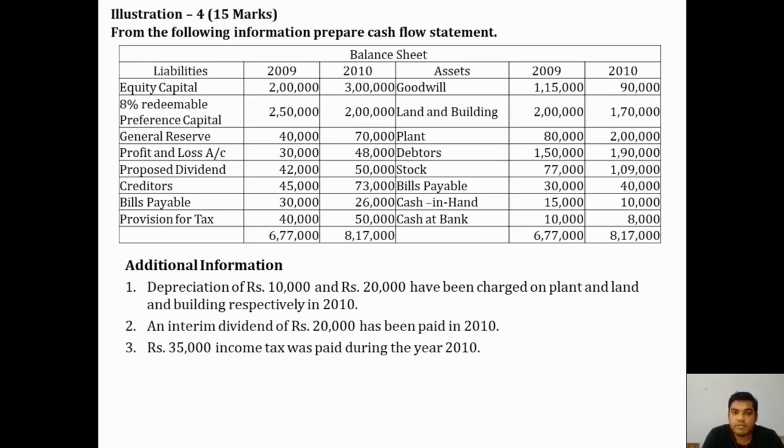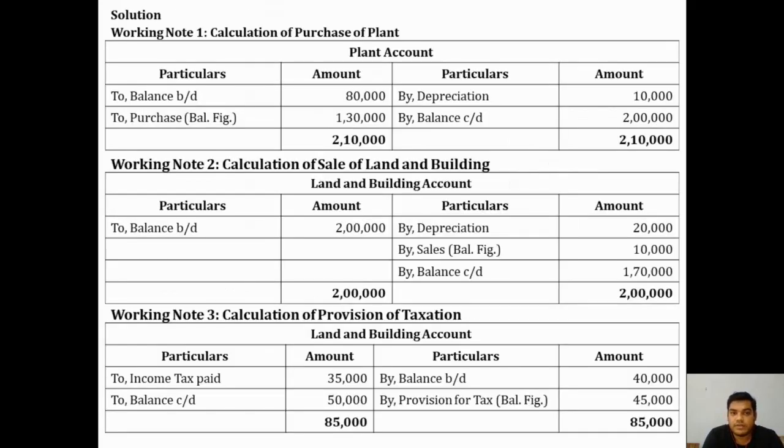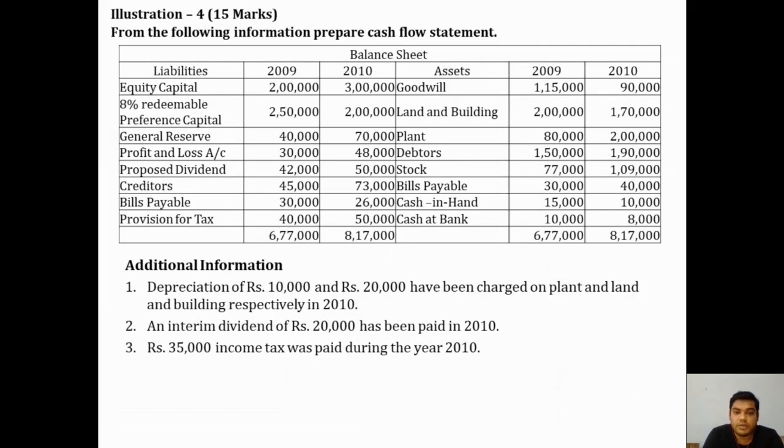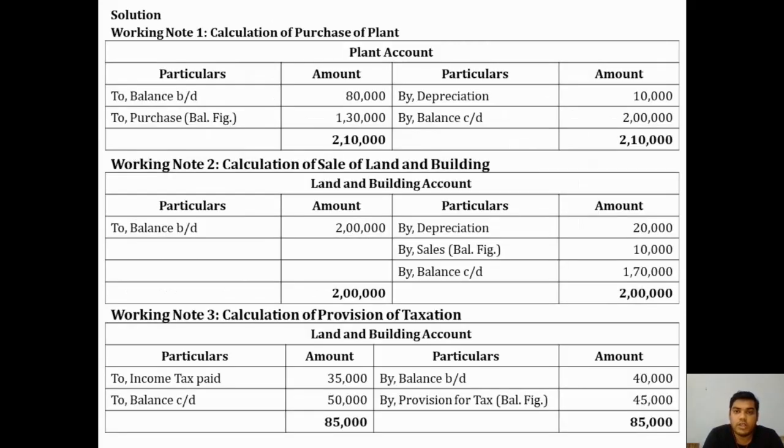Let us solve this problem practically. The solution is right in front of you with working notes. As we discussed in this question, there are three working notes which have to be prepared. One is for plant, one is for land and building, another is for provisions for taxation account. So let us prepare this. First, let us prepare plant account. The format is similar: particulars, amount, to balance brought down, opening balance, by balance carried down, closing balance, and the depreciation for plant will be considered on the credit side.